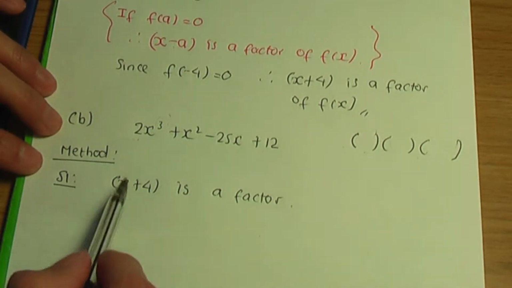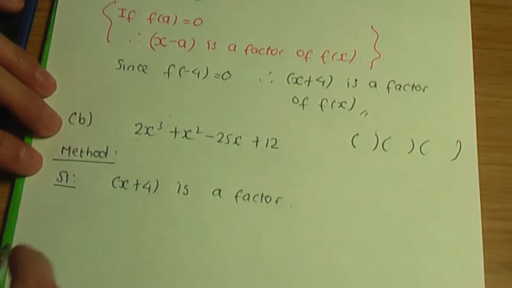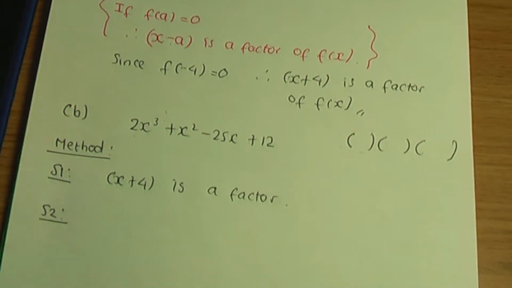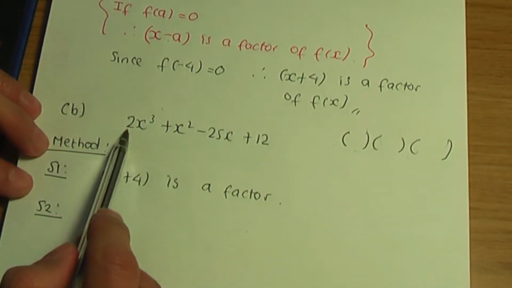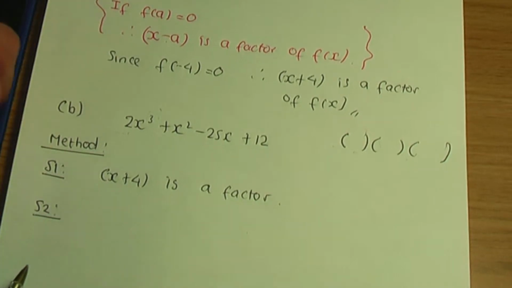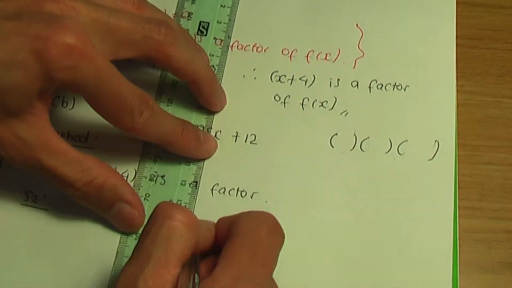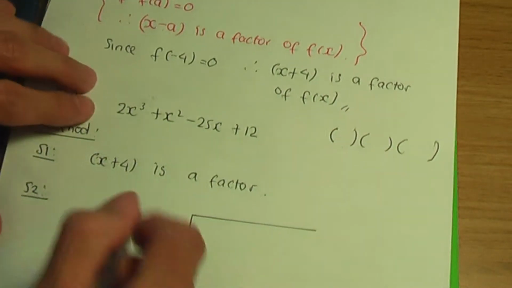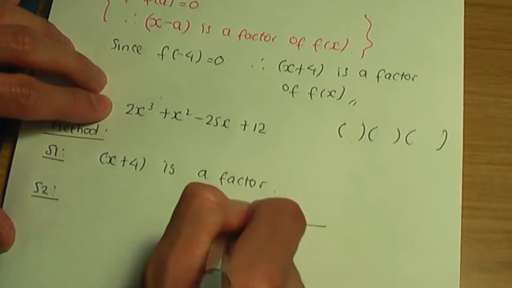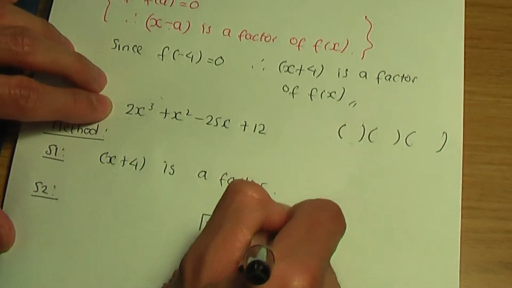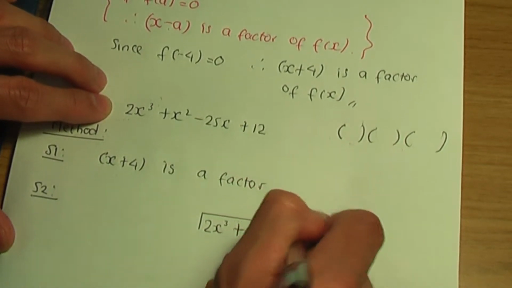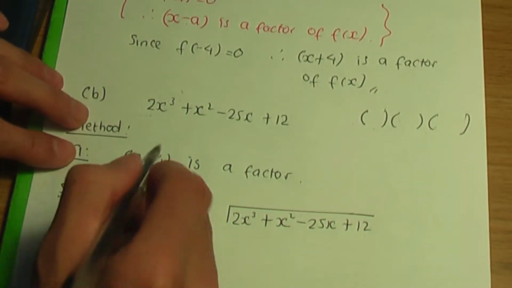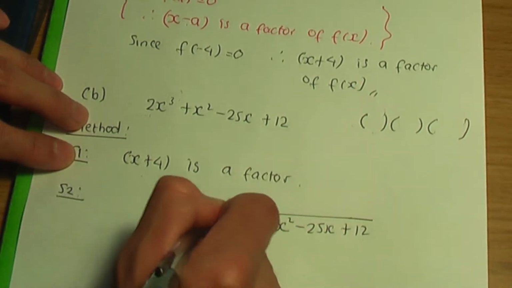So back to this problem. So x plus 4 is the factor that we're using, and we're going to use that in step number 2. Now, step number 2 is you need to algebraically divide your polynomial by the factor. So let's arrange the calculation. We're going to divide 2x cubed plus x squared minus 25x plus 12 algebraically by the factor x plus 4.